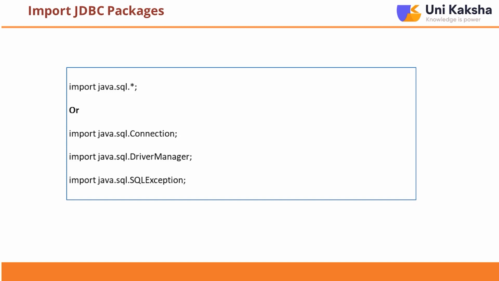In the first example, if you want to include all the SQL libraries with your Java application, then the first statement is used, that is import java.sql.*. Star means you are going to call all the libraries related to SQL. And in the second example, I have written different statements to access a particular library in my program. So these are the two ways you can import the JDBC packages.